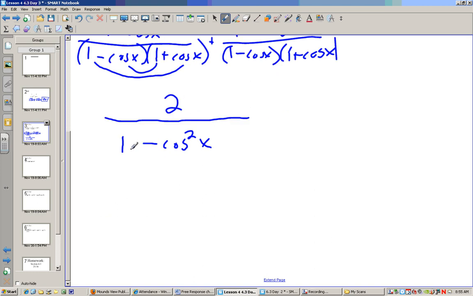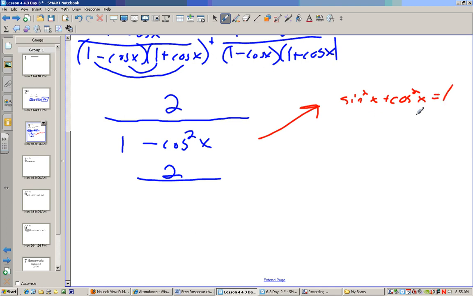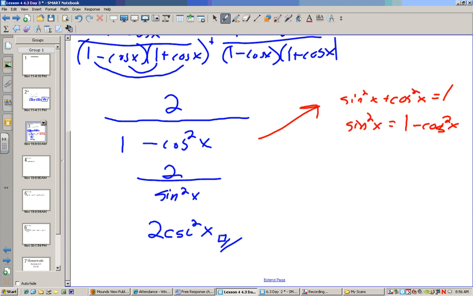Alright, so 2 over 1 minus cosine squared of x. Now, hopefully, we can do a little aside over here. And we know sine squared x plus cosine squared x equals 1. So I can subtract cosine squared on both sides. So sine squared is equal to 1 minus cosine squared x. So instead of writing 1 minus cosine squared, I'll write sine squared. Now, 2 over sine squared is the same thing as 2 times cosecant squared of x. And I believe that's what we wanted it to be, and it is. So we are finished.